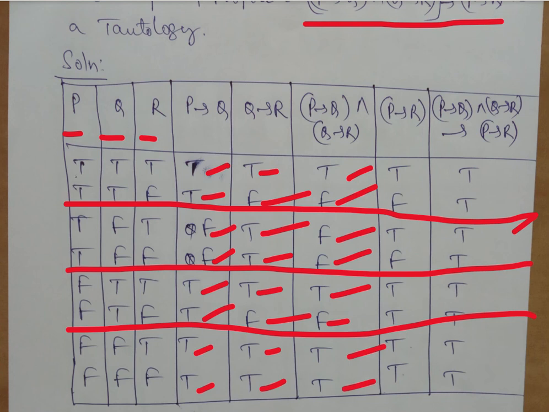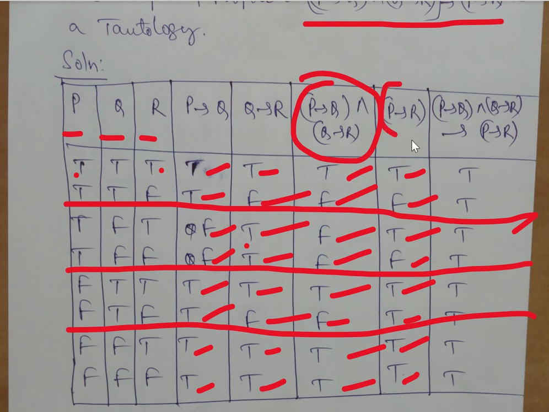Now P to R. P to R. This and this. So both are T, T. T and F, F. T and T, T. T and F, F. F and T, T. F and F, T. F and T, T. F and F, T.